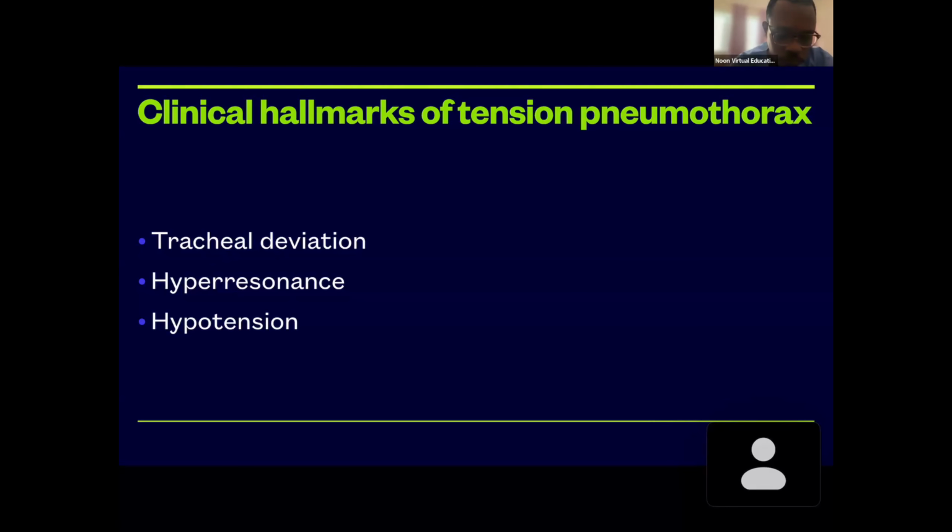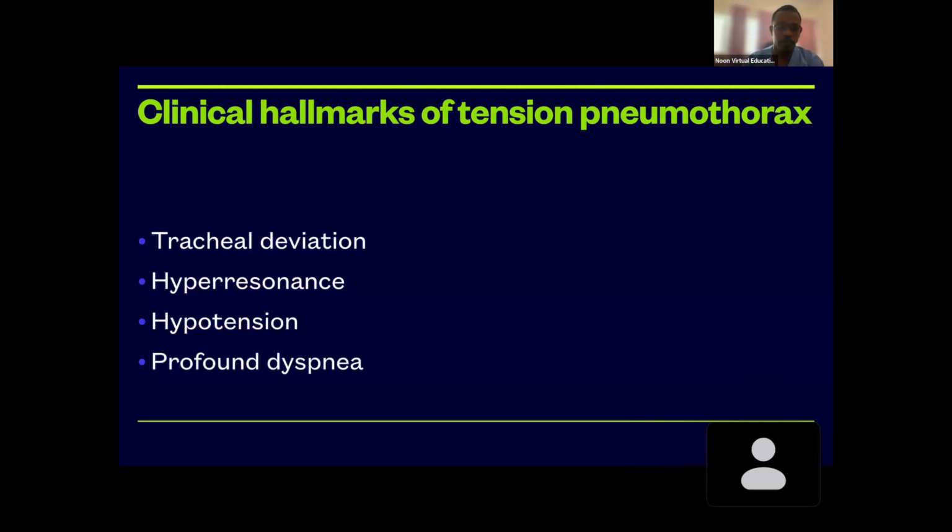But we need very specific clinical links: absent breath sounds. Absent breath sounds, profoundly. These are the four clinical signs for tension pneumothorax.